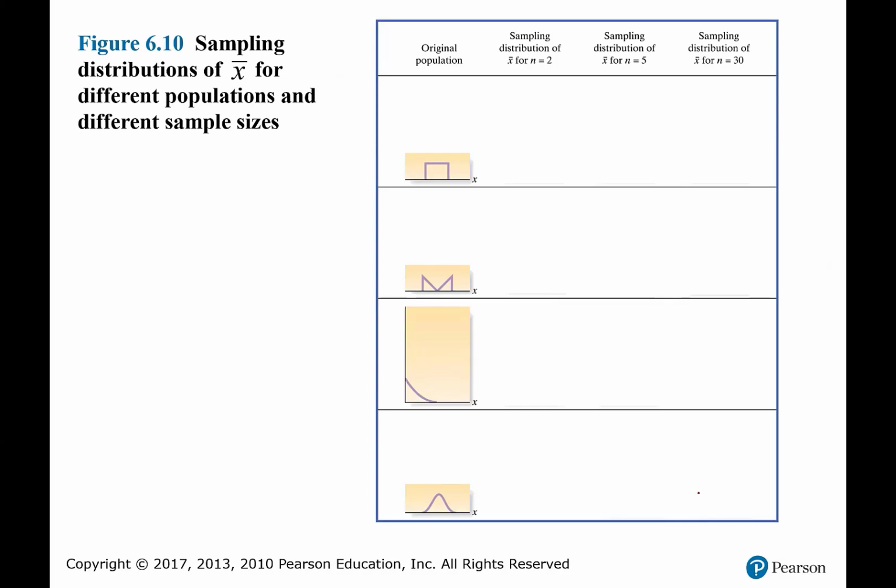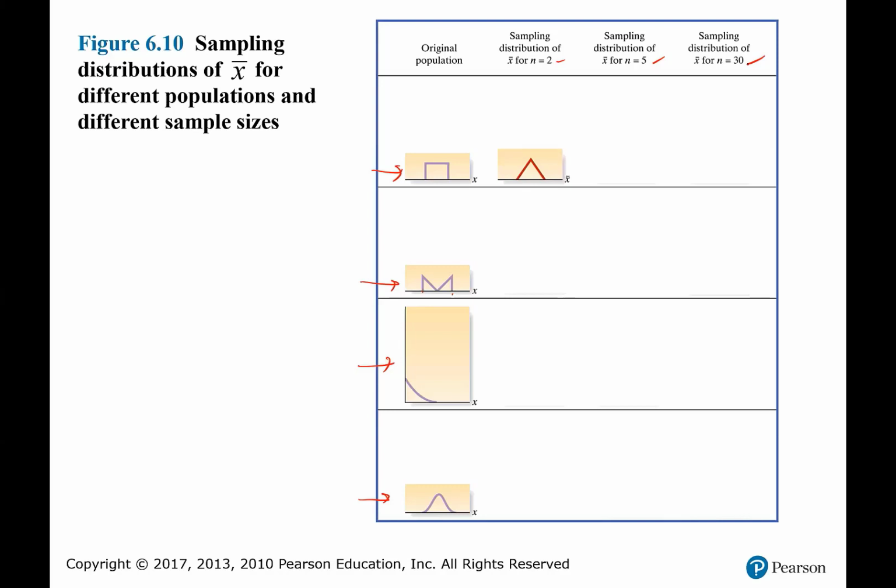In this graph, we are going to study different populations. The first population is uniformly distributed. The second population has this shape, two modes, and in the center we have that shape. That is an exponential distribution, and this is a normal distribution. From all of these populations, let's select samples of size 2, size 5, and size 30, and analyze the distribution for all of these samples taken from each of these populations.